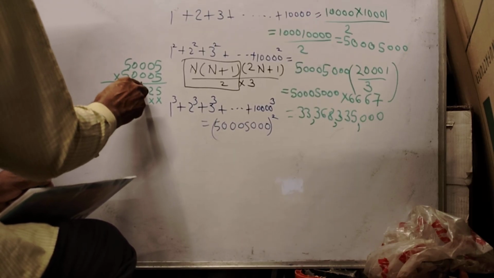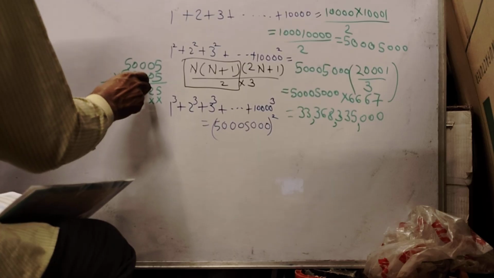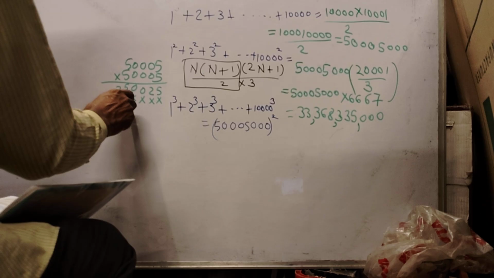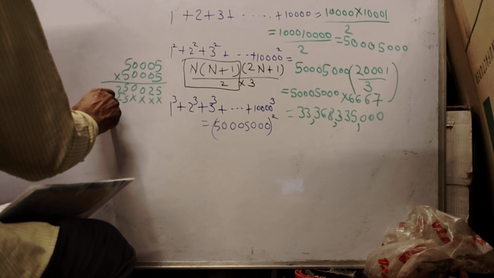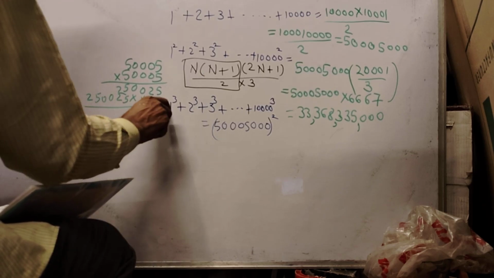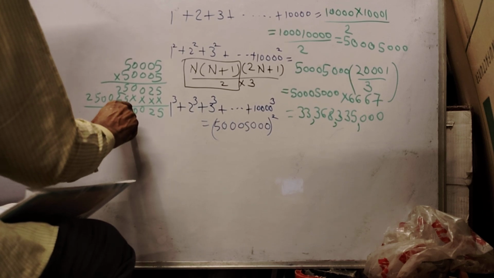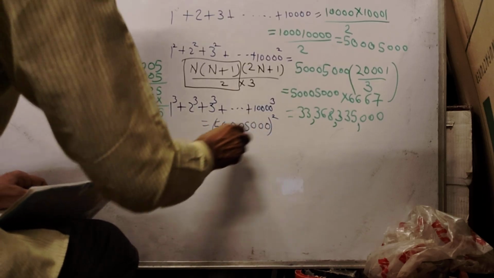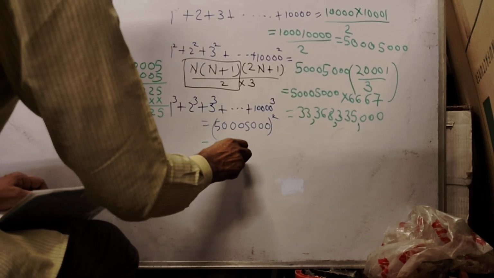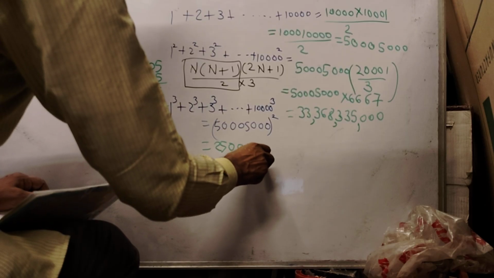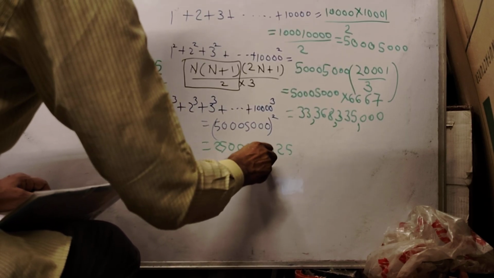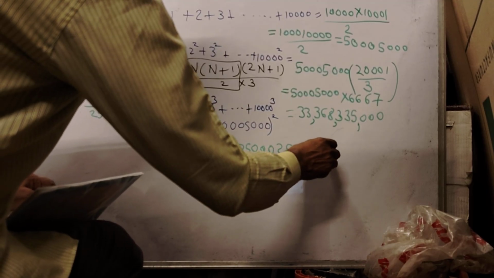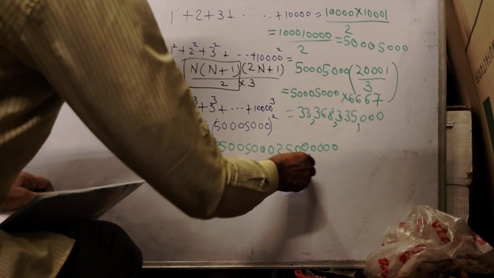second cross, then third cross, then fourth cross. Now this 5, so we write, so we get as our answer 2500500025, and on the right side the 3 zeros become 6 because we are multiplying 2 times. So this is the answer.